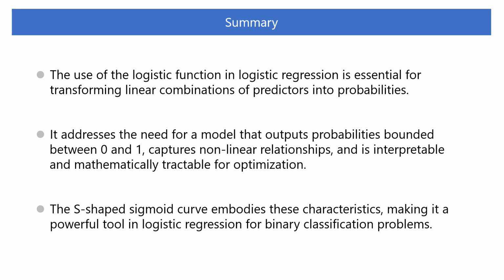Let's summarize the points. The use of the logistic function in logistic regression is essential for transforming linear combinations of predictors into probabilities. It addresses the need for a model that outputs probabilities bounded between 0 and 1, captures non-linear relationships, and is interpretable and mathematically tractable for optimization. The S-shaped sigmoid curve embodies these characteristics, making it a powerful tool in logistic regression for binary classification problems.